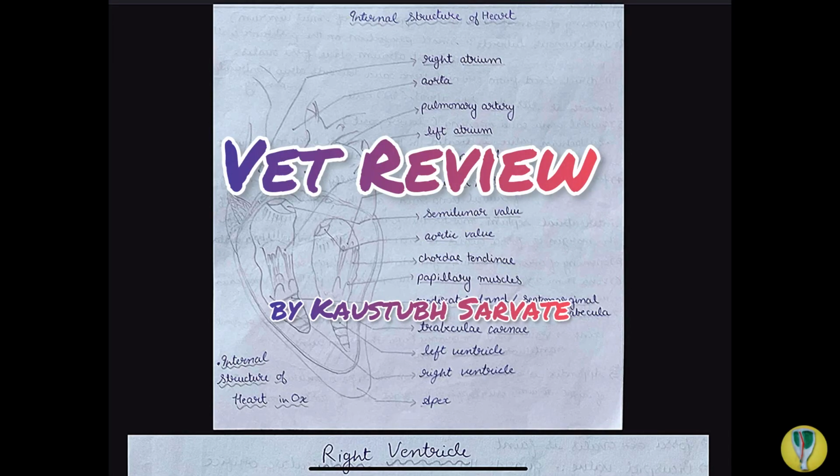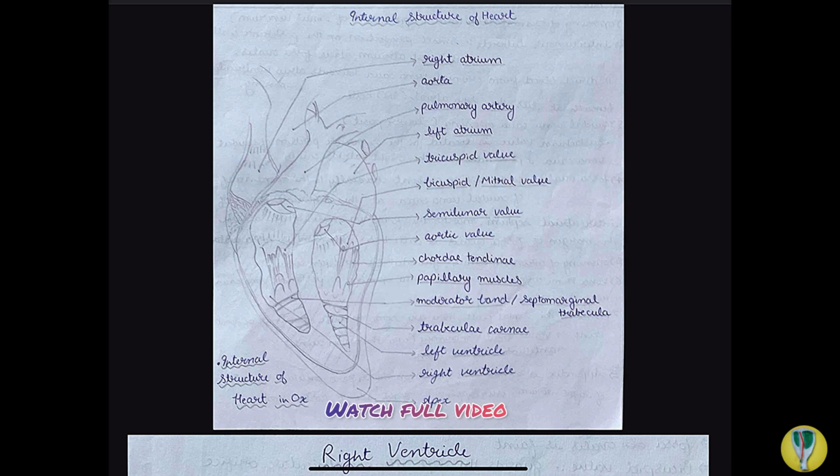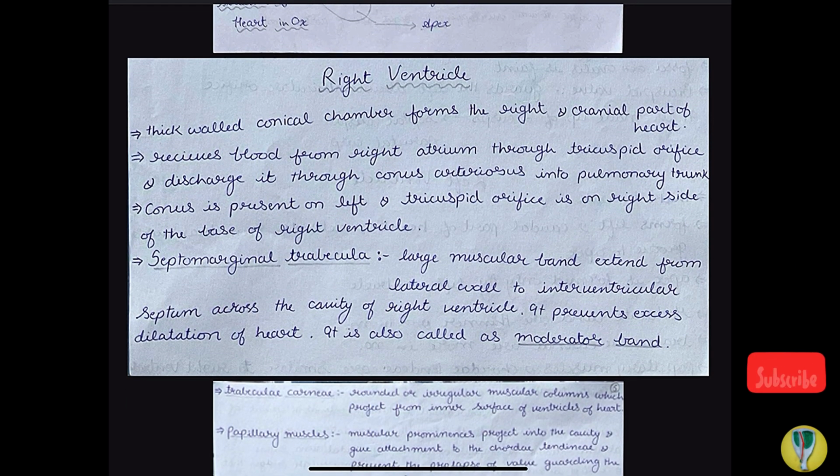In this video, we are going to talk about the internal structure of the heart. So this is part 3 of the video, anatomy of the heart. And in this video, we are going to discuss the right ventricle, the left atrium and the left ventricle. So first let us start with the right ventricle.